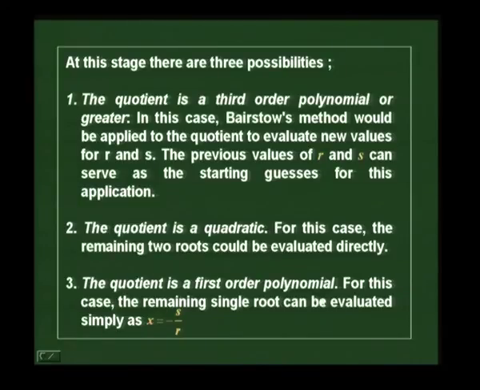Now, the quotient is a first order polynomial, that is one of these can occur. We will end up with a third order or a first order polynomial, and then the remaining single root is simply x equal to minus S over R.